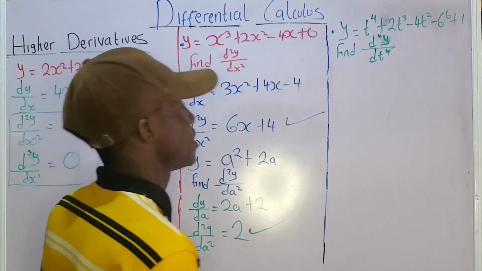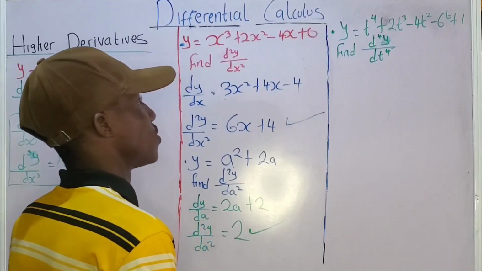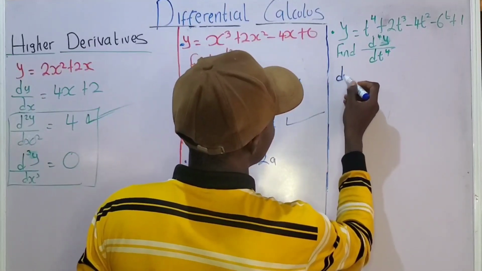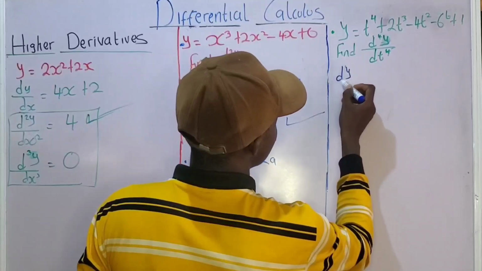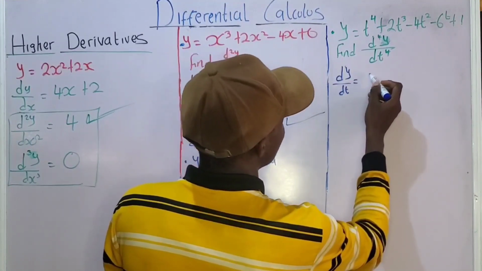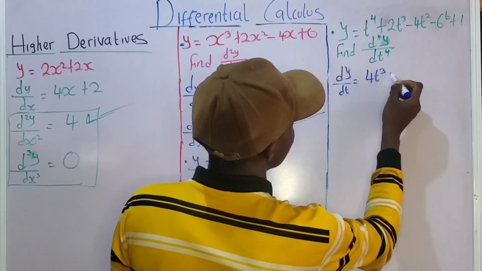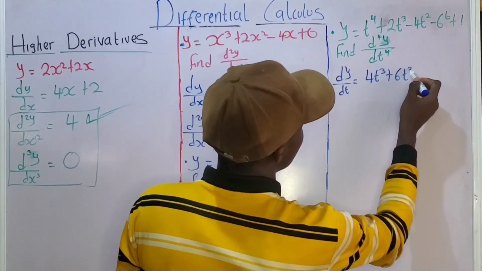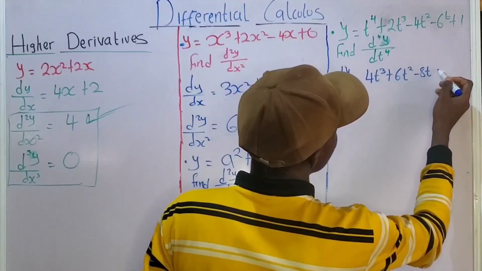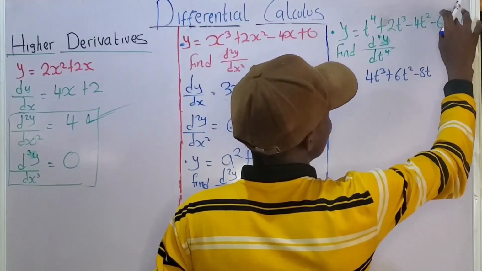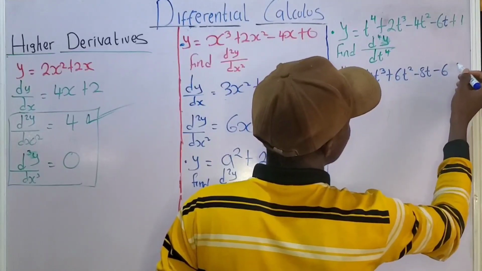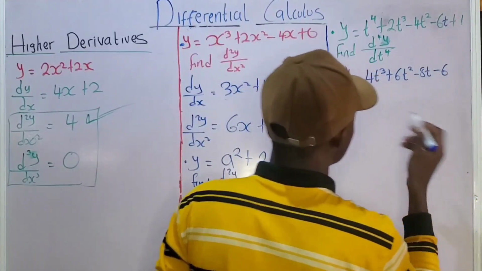Now let's go. Let us start with the first one. The first derivative, dy all over dt, please pay attention, will be equal to 4t raised to the power of 3 plus 6t raised to the power of 2 minus 8t, okay, this is 6t minus 6. Now, if you differentiate the constant, you're going to have 0.